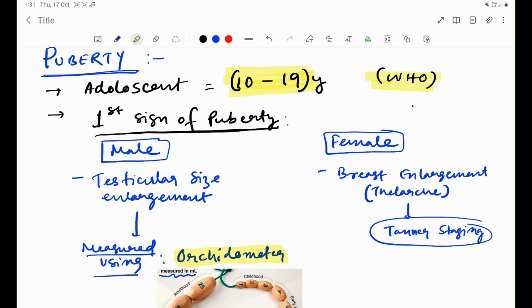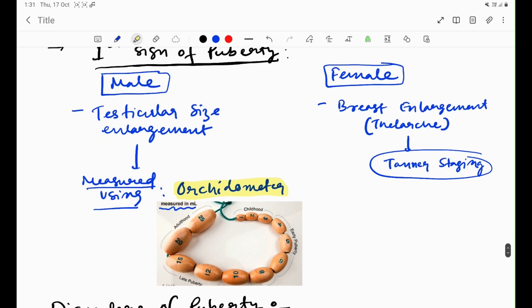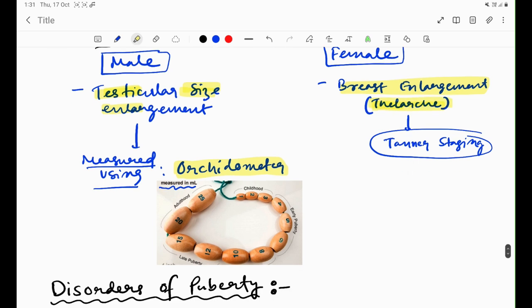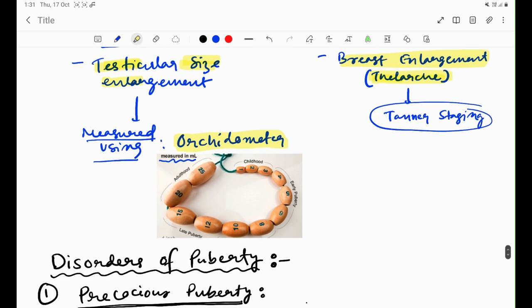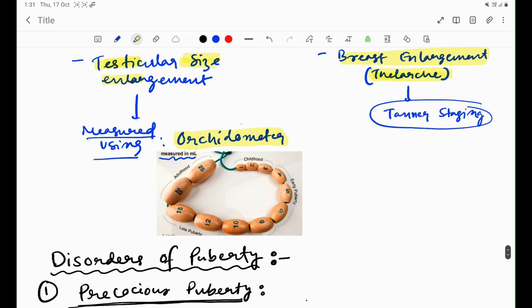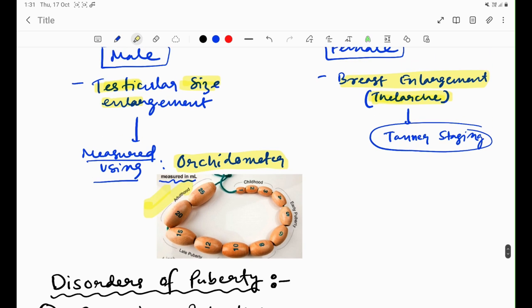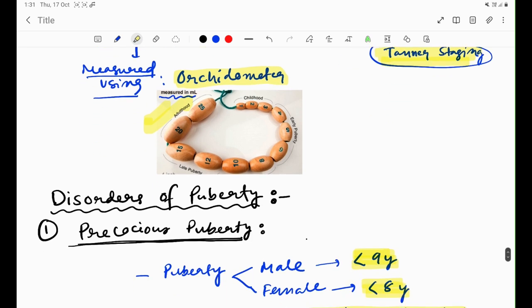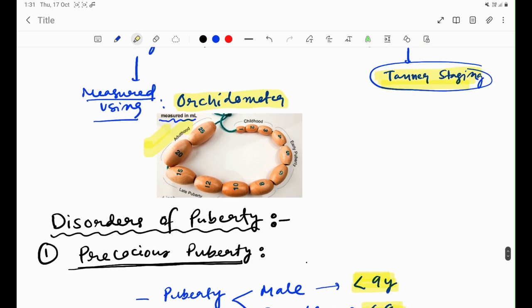The first signs of puberty, MCQs, PYQs. For male, it is the testicular size enlargement. For female, it is breast enlargement, which is also known as thelarche. How will you measure the testicular size enlargement? We have an instrument called the orchidometer. This is the image of the orchidometer. And for female, we use something called Tanner staging to measure the breast enlargement.